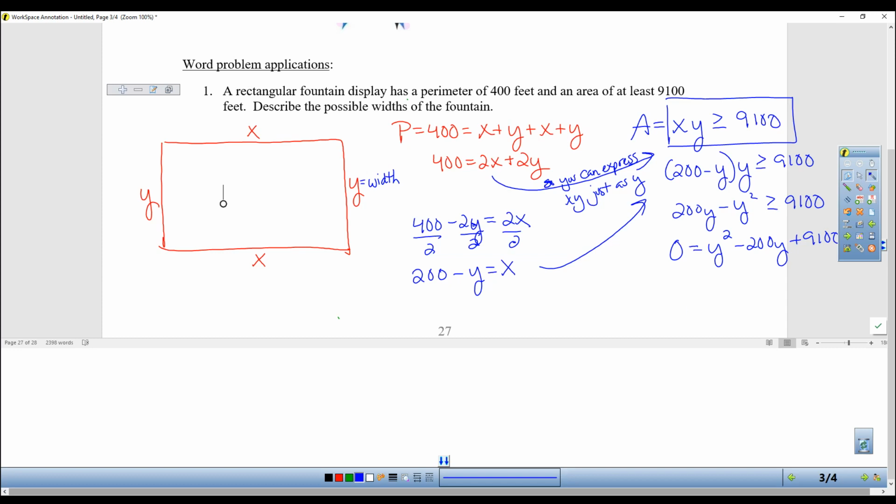But you know what we haven't done in a while? We haven't done completing the square. When this is 1 and this is even, I have to tell you, I think that this is just a little bit faster.